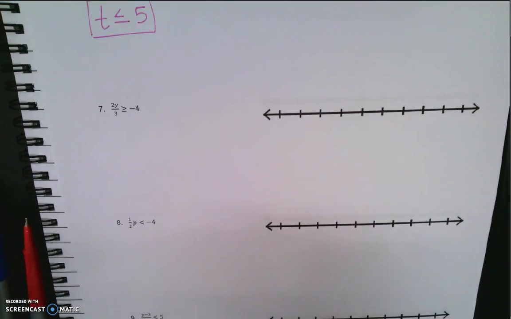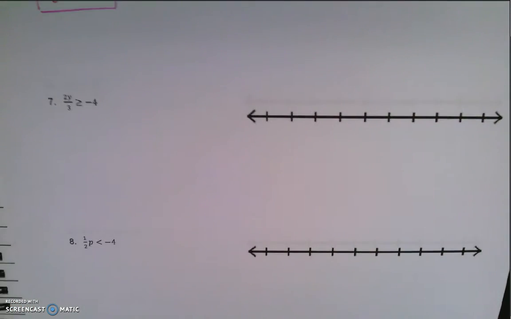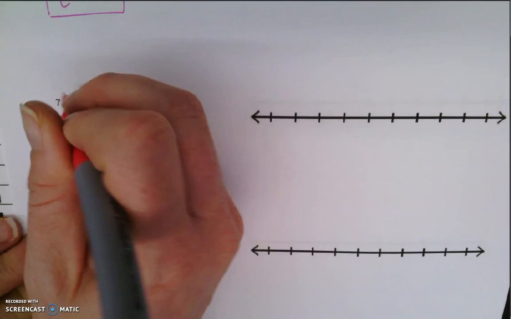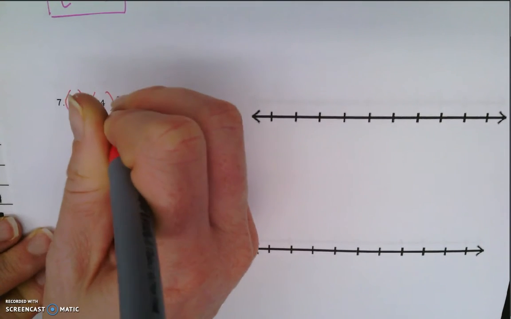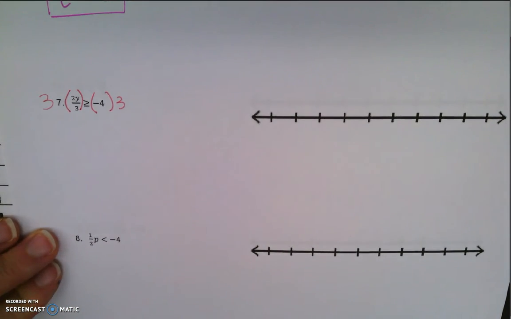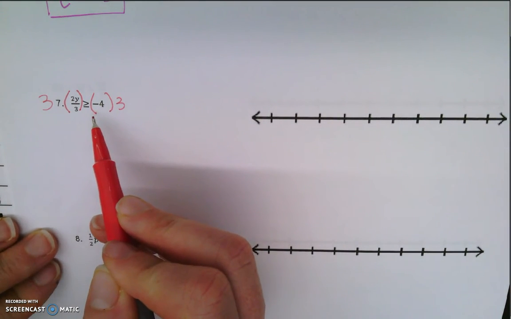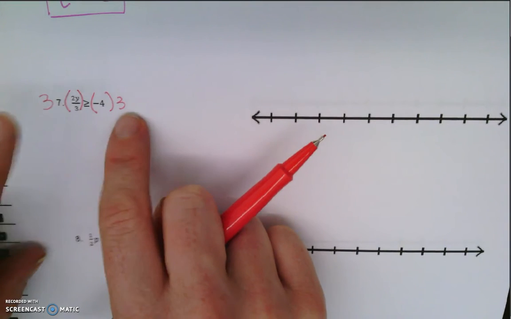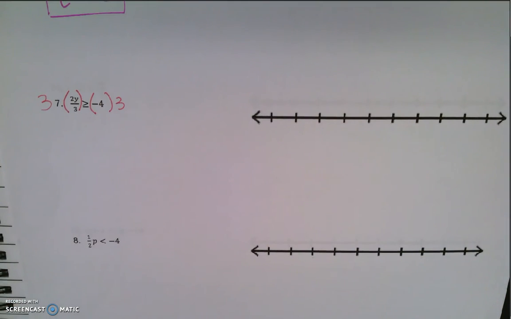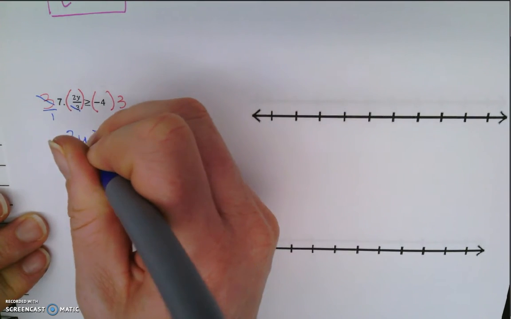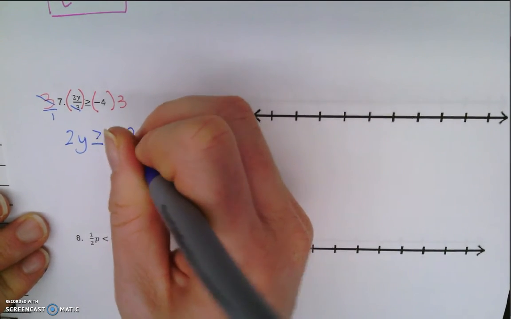2y over 3 is greater than or equal to -4. Well, the first thing I need to do is get rid of that 3 in the denominator. So it's being divided by 3, so I'm going to multiply both sides by 3. Do I need to flip my inequality symbol? I mean, I'm multiplying by -4 over here. No, you don't have to flip your inequality symbol because you're not multiplying both sides by the same negative number to isolate your variable. So taking a look here, these 3's will cancel out, and I'm left with 2y is greater than or equal to -12.